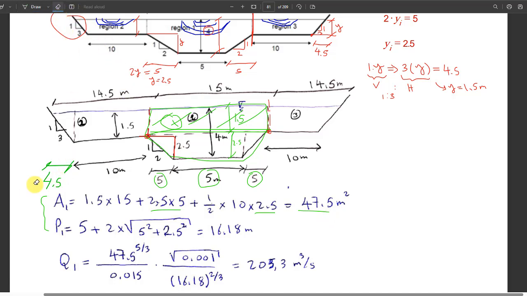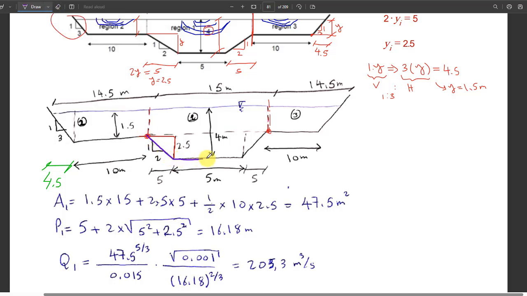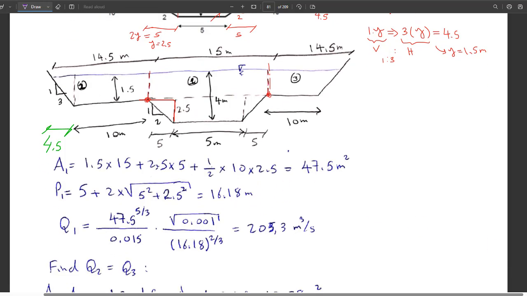Then, just to clean it a bit, what is next? Next is to get the perimeter. What is the perimeter of this channel? The one here too. I should only take this member and this member and that member. Okay? So I should say 5 plus this, which is 2.5 and 5, under square root of 5 squared plus 2.5 squared, and I should multiply by 2 because I have one on the right, one on the left. So this is the perimeter of that channel. We got 16.18. What is next?